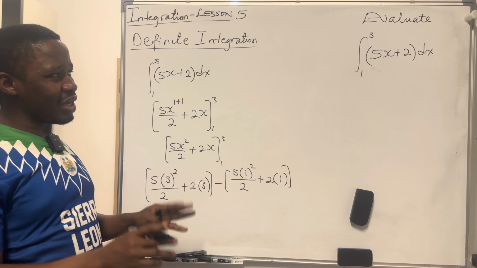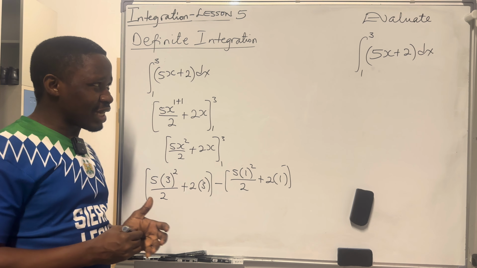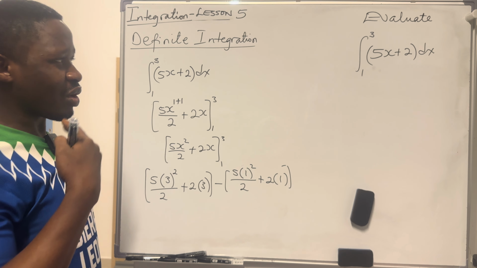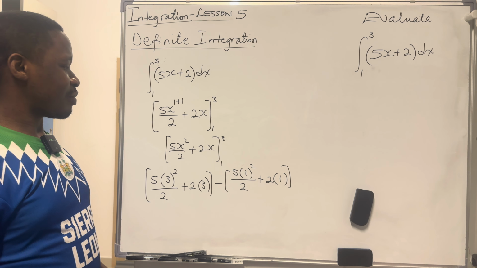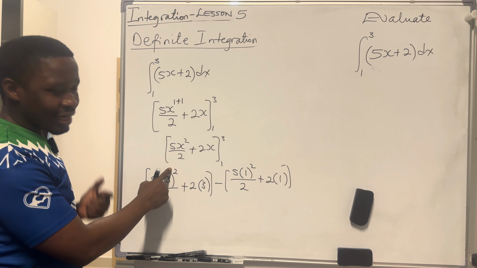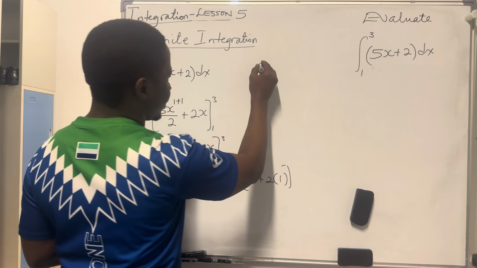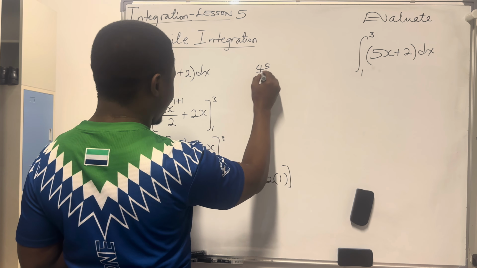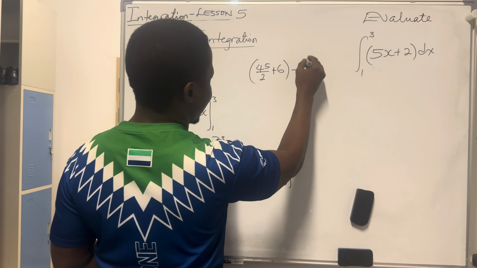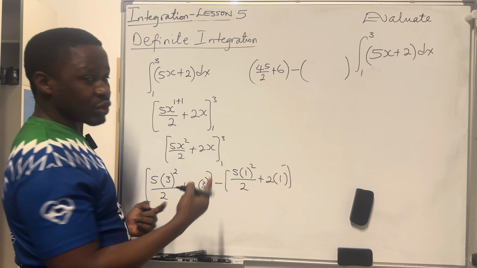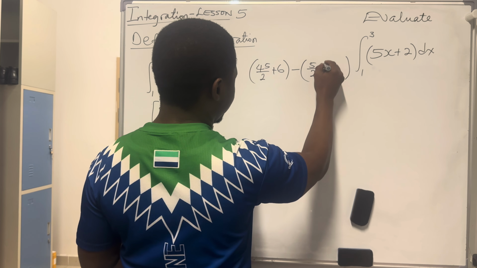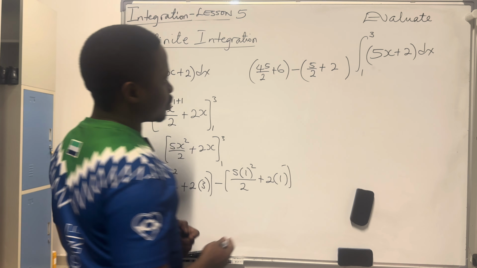Once you understand this, I believe anyone should be able to do it. The challenge will only be the nature of the function that you have. Is it algebraic? Is it logarithmic? Is it exponential? So 3 squared is 9. 9 times 5, 45. So 45 over 2 plus 6, minus. So 1 squared is 1. 1 times 5, 5. 5 over 2 plus 2 times 1, 2.